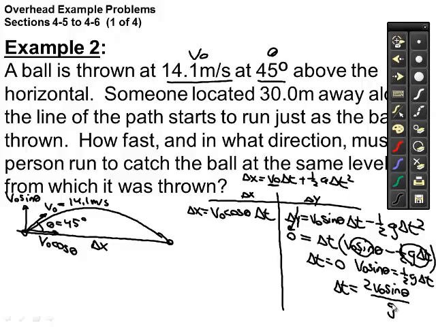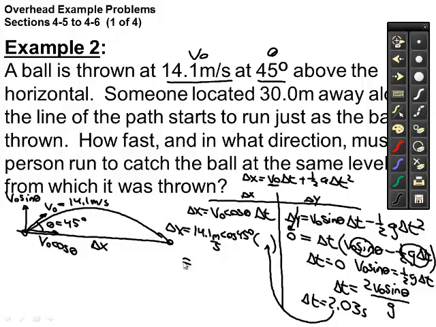And someone out there has their calculator and nimble fingers, and they're telling me the answer is going to be 2.03, says Jake. 2.03 seconds. That was the piece of the puzzle we were missing. Now we can find delta x. The delta x is going to be 14.1 meters per second times the cosine of 45 degrees, times the time. I'll put a little arrow there. Okay, so 14.1 times the cosine of 45 times 2.03.